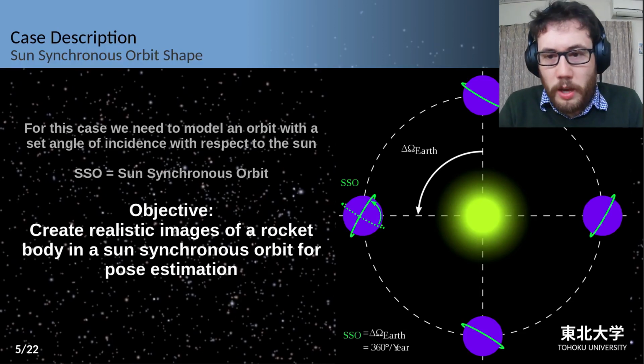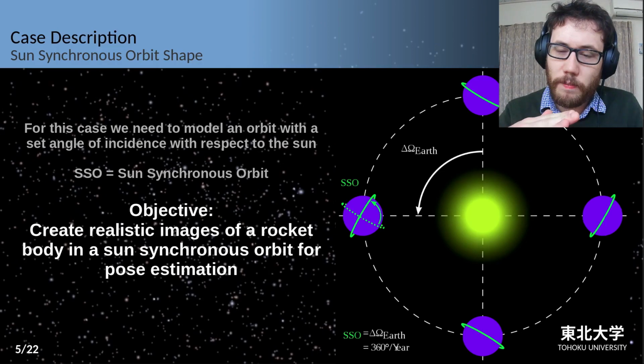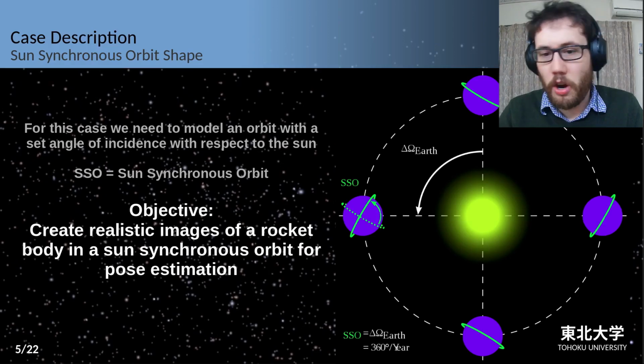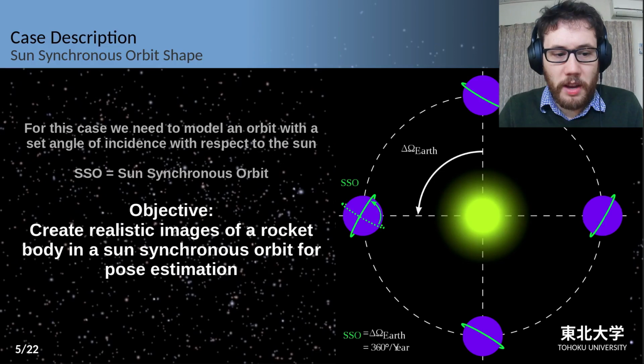So what does this orbit look like? Well, the orbit of this second stage will probably be pretty close to the target orbit of its payload. Here we can see a sun-synchronous orbit graphic on the right. We can see that the angle of incidence of the orbit is always the same with the sun, no matter where we are in our orbit of the sun. So what's our objective in this case? Well, we want to create some realistic images of a rocket body in a sun-synchronous orbit for pose estimation. Okay, so let's move on to creating some images.